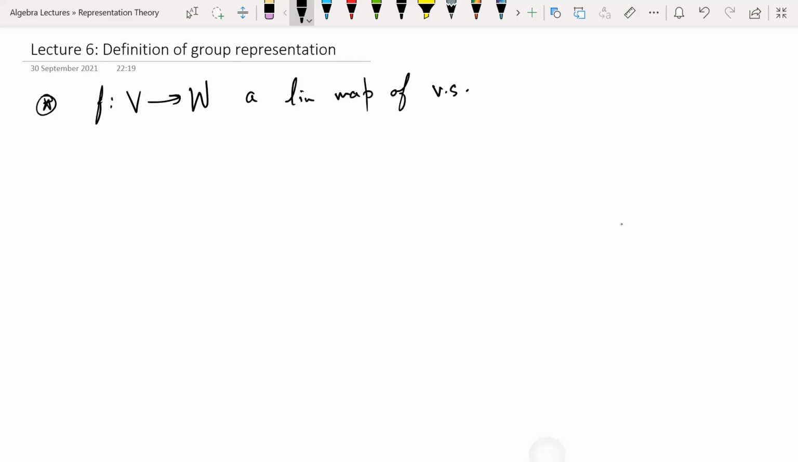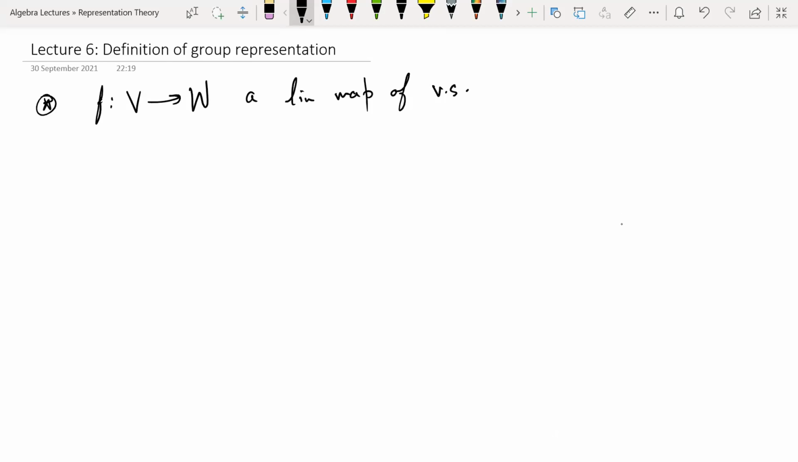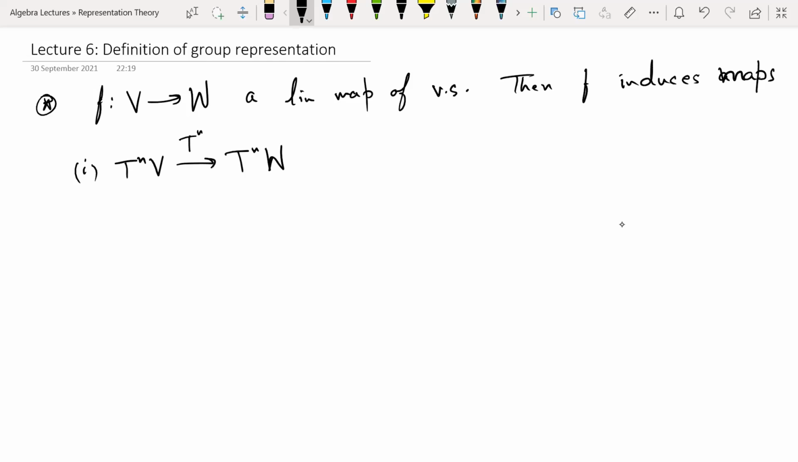Then it induces maps at all various levels. So not just the tensor algebra, but at every level. So you have a map from T^n V to T^n W. Then f induces maps, and they are sort of unique maps. So maybe you can call it T^n f if you like.